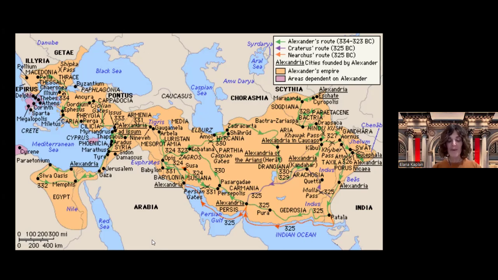So Alexander the Great was undefeated in battle. He is widely considered to be one of history's greatest and most successful military commanders. He brought an end to Persian rule, and he also conquered the land of Israel, which you could see right over here. You see Jerusalem right over here.